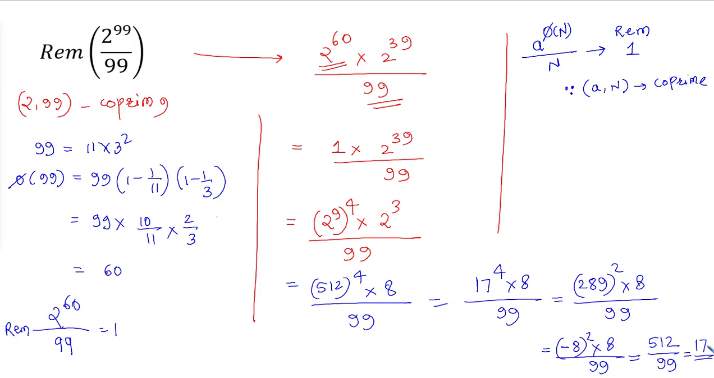So basically the moral of the story is what? Every time we cannot solve a remainder question by using Euler theorem. Euler theorem has some limitations. In that situation we need to use some other theorems. For example, Chinese remainder theorem is there. That we are going to have a look at in the next video.